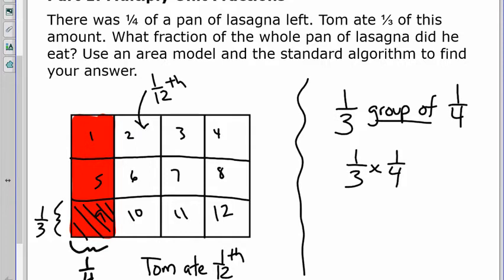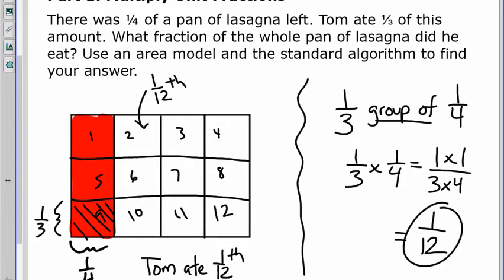And when we multiply fractions, all we do is we multiply the numerators and we multiply the denominators. And so 1 times 1 is 1, 3 times 4 is 12. We get the same answer as we do from the picture.